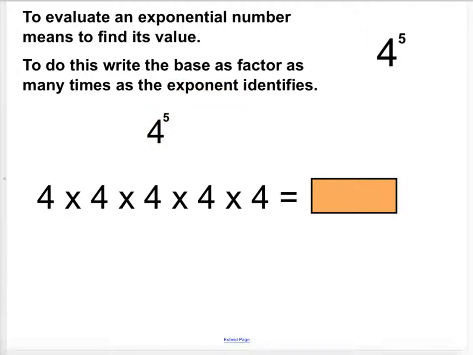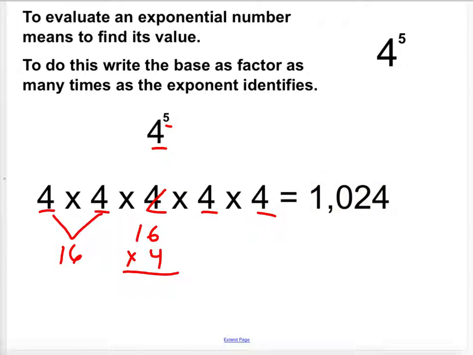So in this case, the base is 4, and you need to write it 5 times. 1, 2, 3, 4, 5 times as a factor. And then you simply do the math. 4 times 4 is 16. 16 multiplied by this 4. Okay? And so on until you get your final answer, or you evaluate it for its simplest form, which might not necessarily be its simplest form.